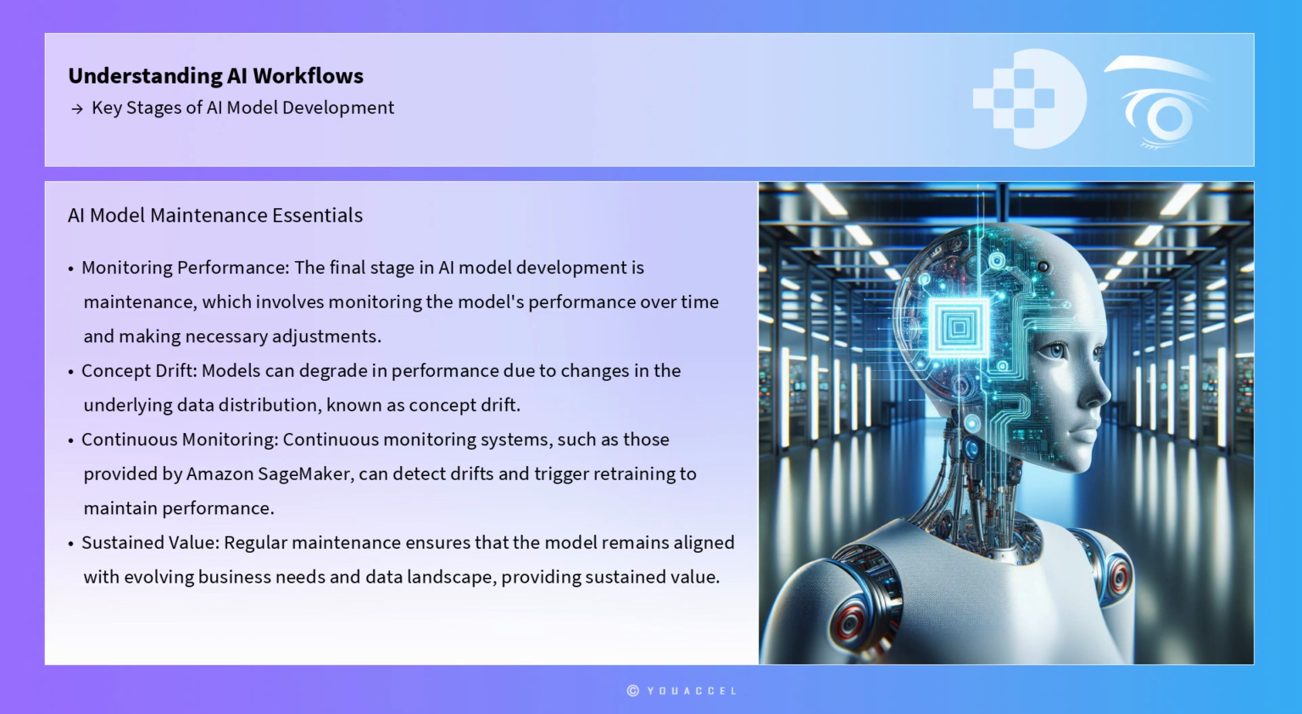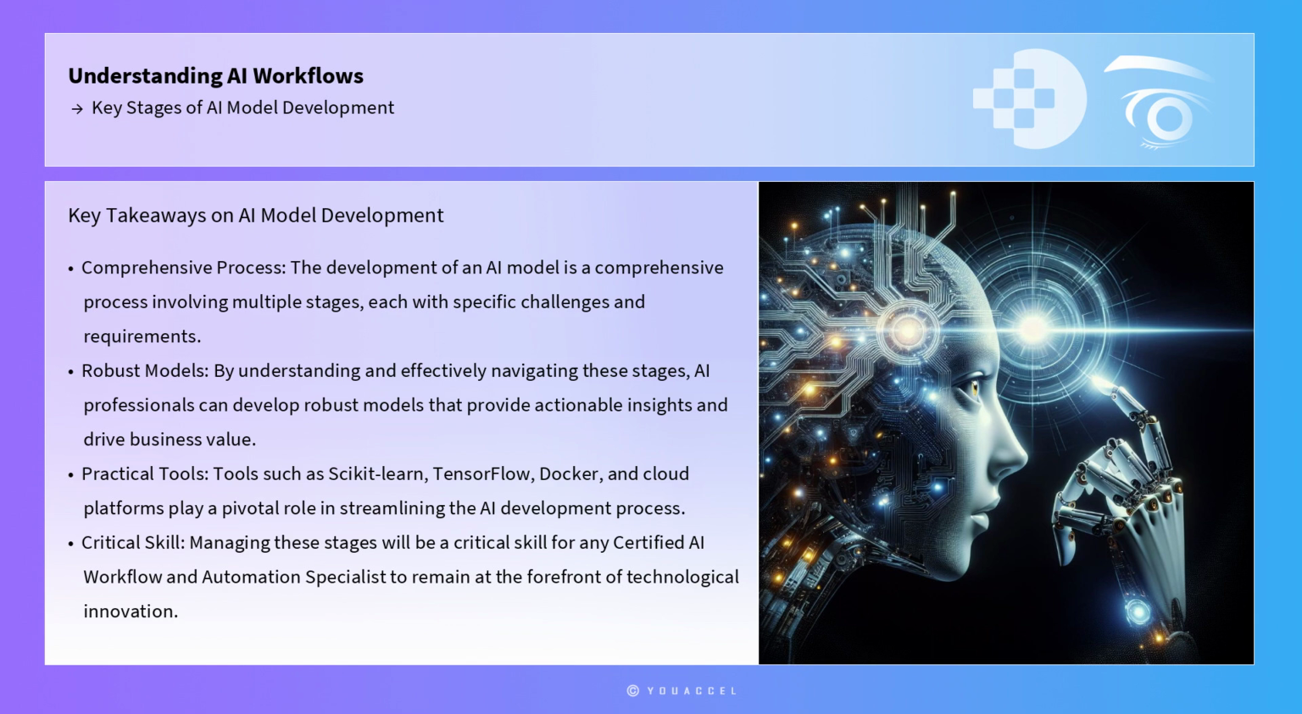Models can degrade in performance due to changes in the underlying data distribution, a phenomenon known as concept drift. Continuous monitoring systems, such as those provided by Amazon's SageMaker, can detect such drifts and trigger retraining or model updates to maintain performance. Regular maintenance ensures that the model remains aligned with the evolving business needs and data landscape, providing sustained value.